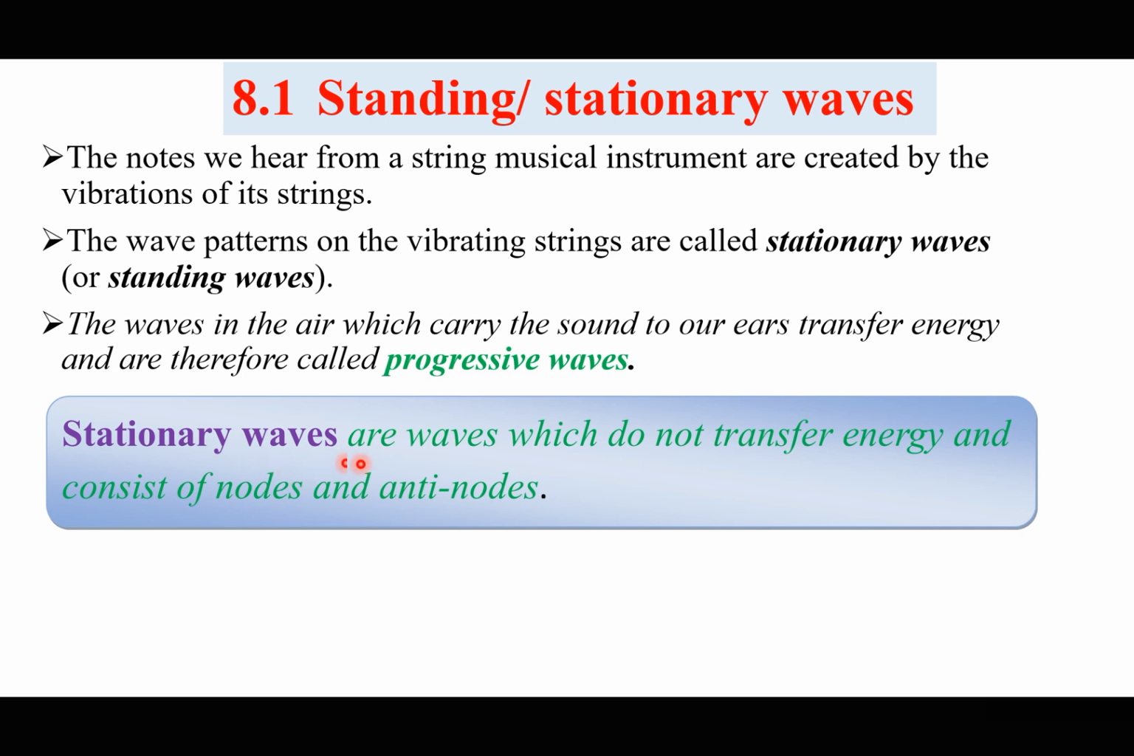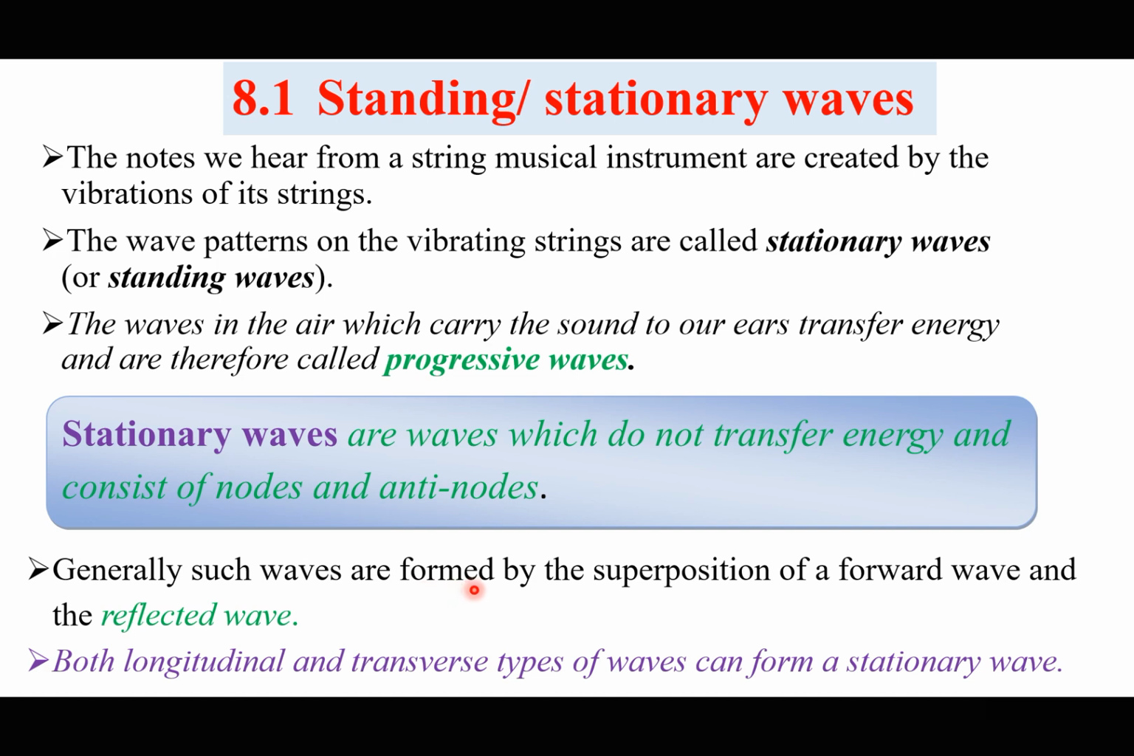For a stationary wave, we shall be talking about nodes and antinodes. What are these nodes and antinodes? We are yet to see what they are. So generally, such waves are formed by superposition of a forward wave and a reflected wave.